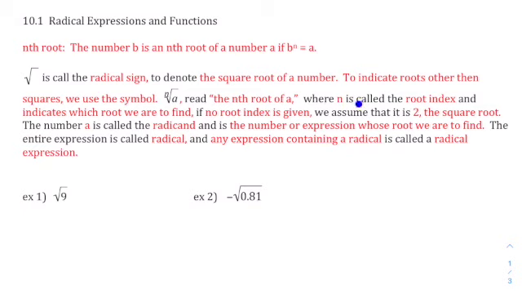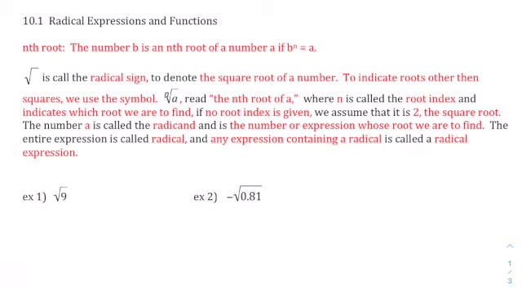Where n is called the root index, n indicates which root we are to find. If no root index is given, we assume that it is 2, the square root. The number a is called the radicand, the number or expression whose root we are to find. The entire expression is called a radical, and any expression that contains a radical is called a radical expression.